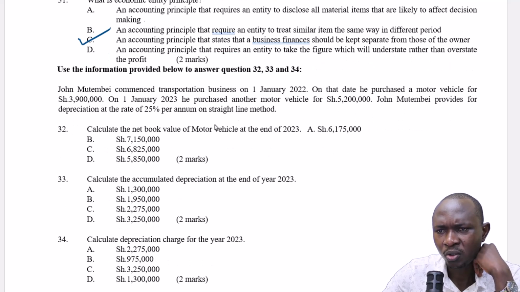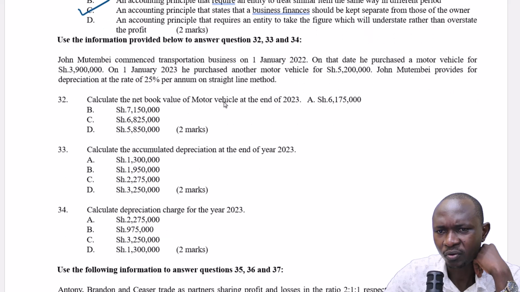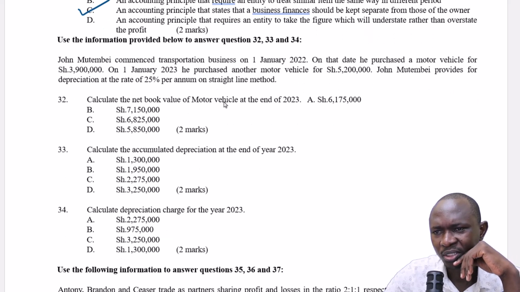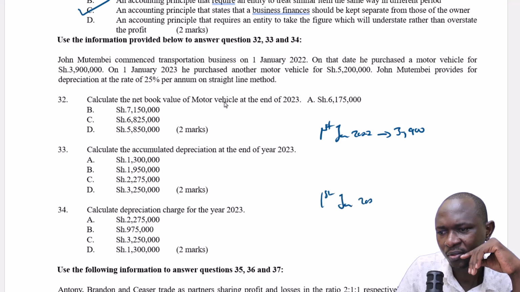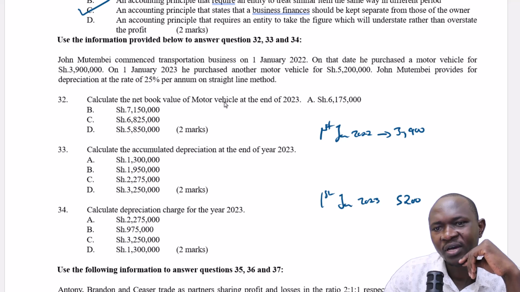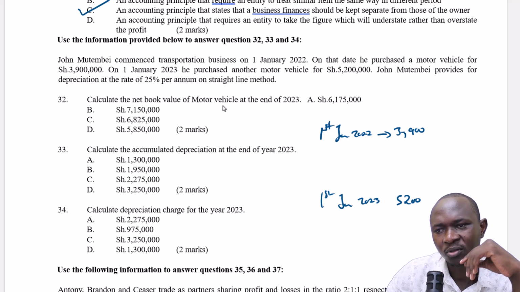Use the information below to answer questions 32, 33, and 34. John Mutembei commenced a transportation business on 1st January 2022. On that date, he purchased a motor vehicle for 3,900. So, 1st January 2022, he purchased a vehicle at 3,900. On 1st January 2023, he purchased another motor vehicle at 5,200. John Mutembei provides for depreciation at the rate of 25% per annum on the straight line method.